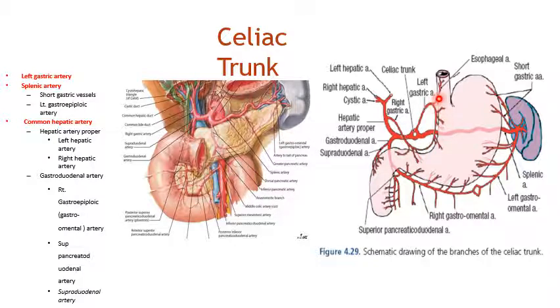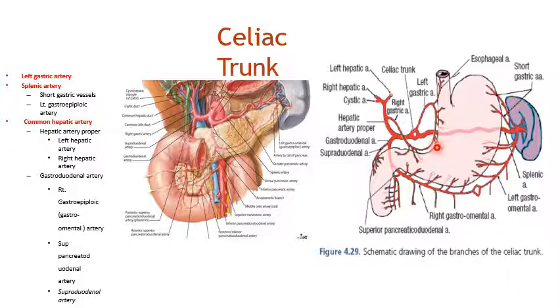Then this left gastric artery gives two or three esophageal branches to the cardiac end of the stomach. This is the cardiac end of the stomach. It gives two or three esophageal branches and a few gastric branches. These are the gastric branches to the stomach, then along the lesser curvature.